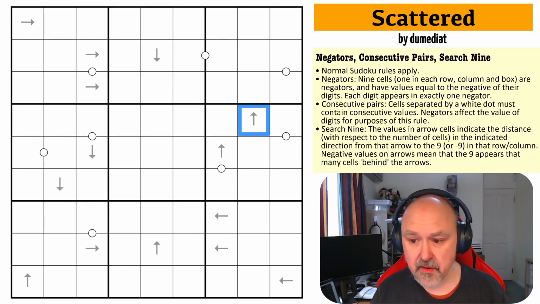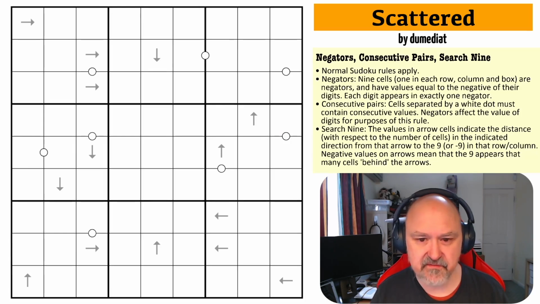That's it. They're all the rules we've got. I'm going to restart the puzzle to restart my timer. Let's give this a shot.